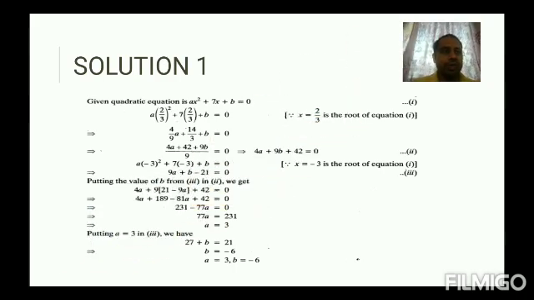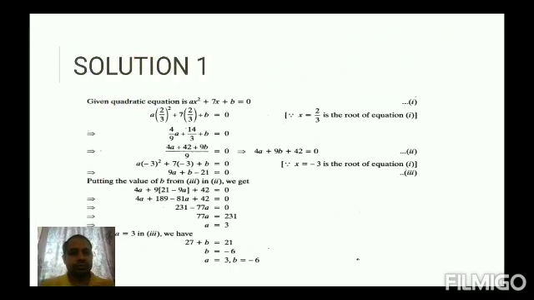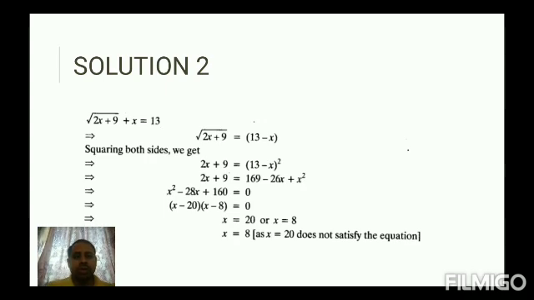Now moving to the solution of the next one, question number 2. In question number 2, it is given that root 2x plus 9 plus x equals 13, and you have to solve it and find the value of x. Okay, you can write root 2x plus 9 plus x equals 13 as, if we take this x to that side, it will be converted to minus x, right? That means we can write root 2x plus 9 equals 13 minus x.